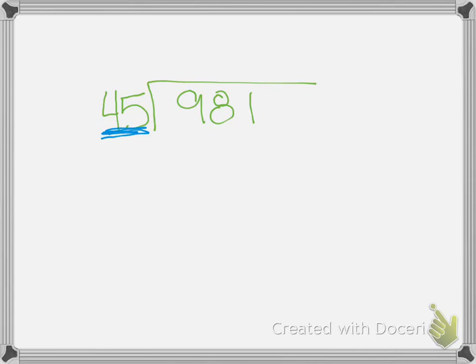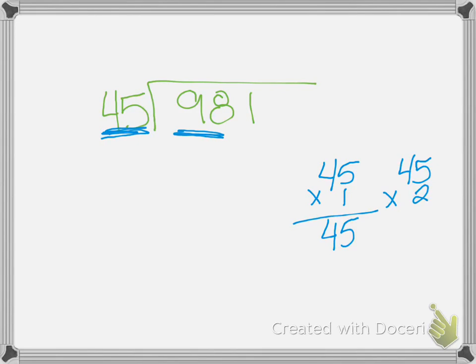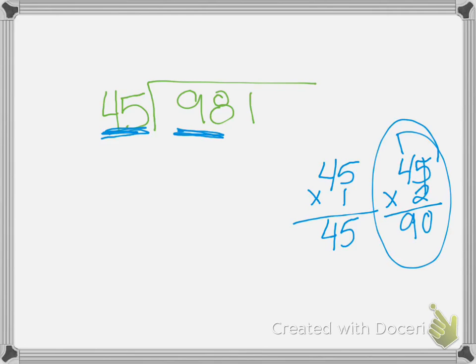And we ask ourselves, how many times can 45 go into 98? Well, if we come down here and write 45 times 1, we know that's 45. And so we can try to go bigger. 45 times 2, which would give us 90. And that's probably as close as we're going to get to 98. Okay, so this is as close as we're going to get. And so we're going to say 45 goes into 98 2 times. 2 times 45 is 90.